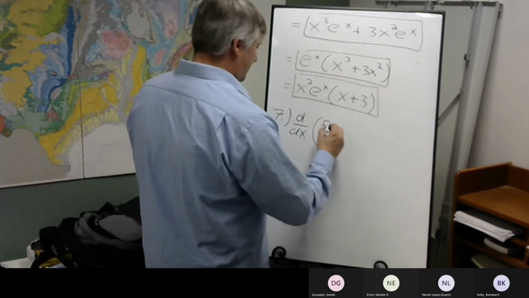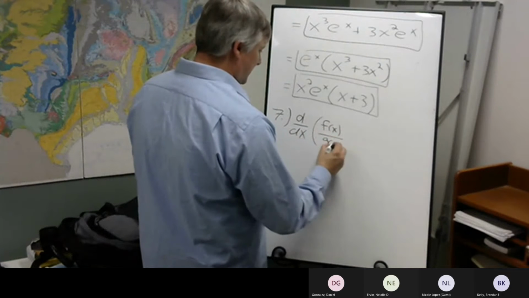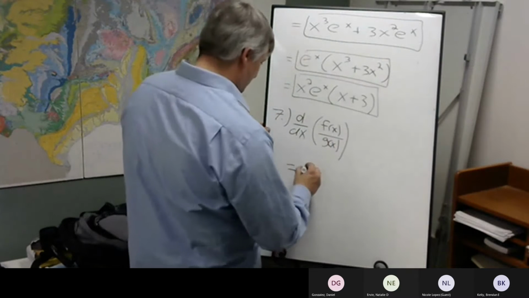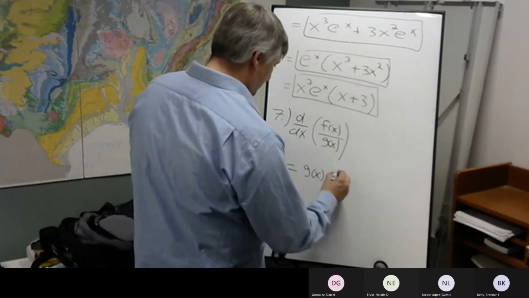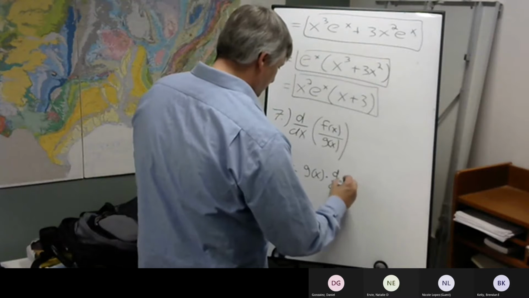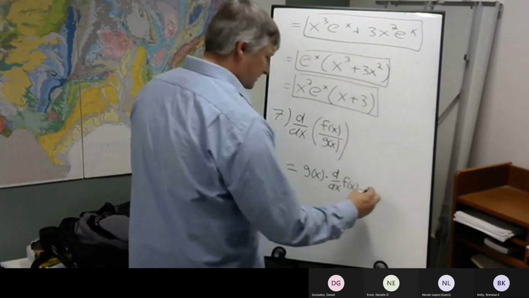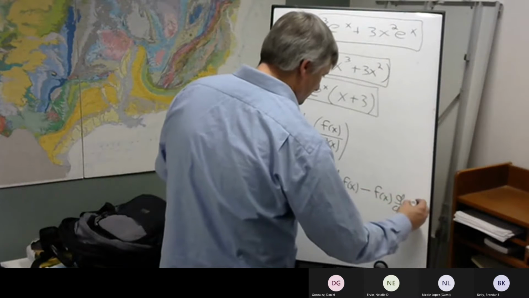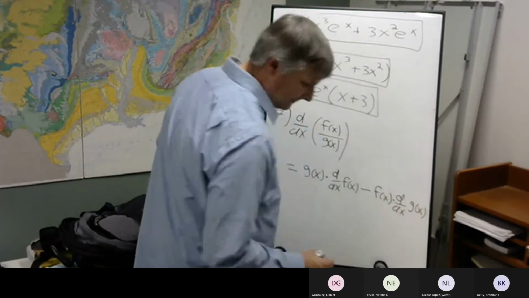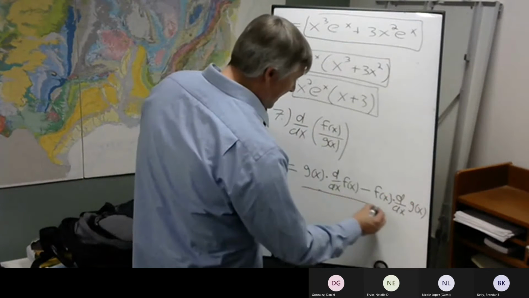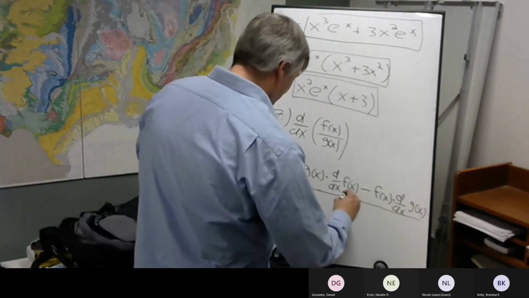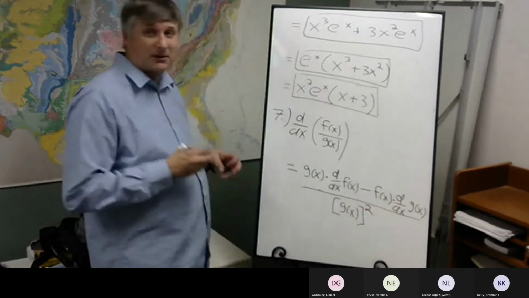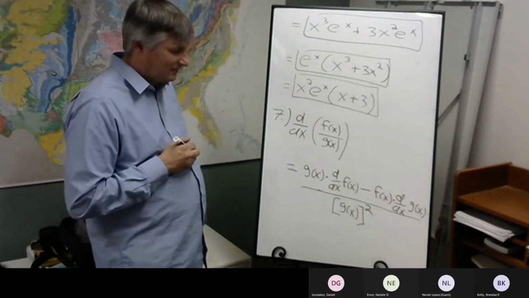So if we're taking the derivative of f of x over g of x, what we're going to get is g of x times the derivative of f of x, minus f of x times the derivative of g of x, a little multiplication in there, divided by g of x squared. Whew.